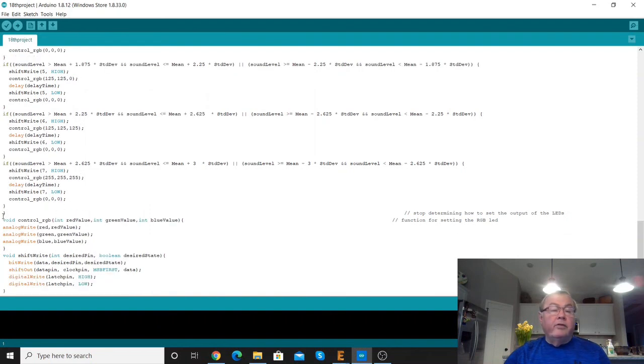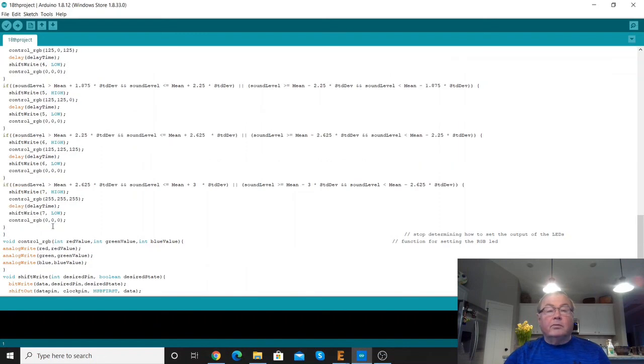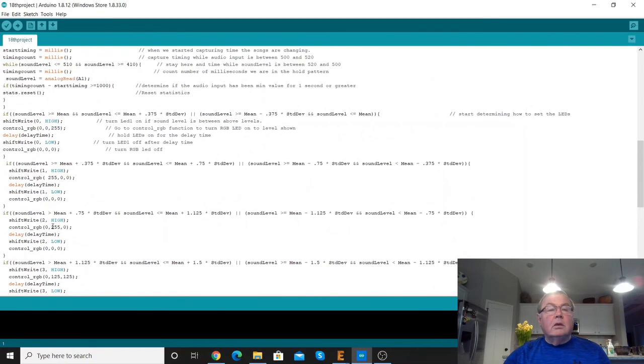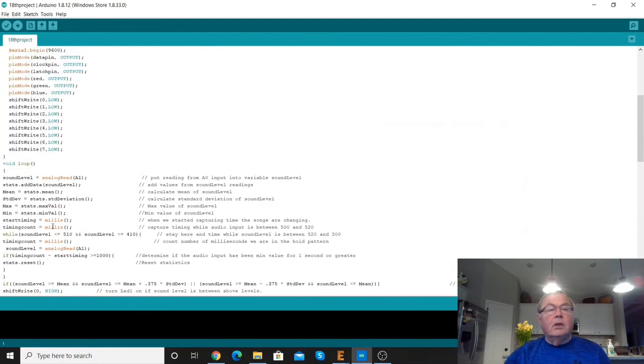And so if we go down here to the function we've written for that, we are doing an analog write of the red LED, and we're giving it the red value, which we said was going to be 125. And then we do an analog write of the green value, which we said was also going to be 125. So that's how this control RGB works. So that's how this function is working.